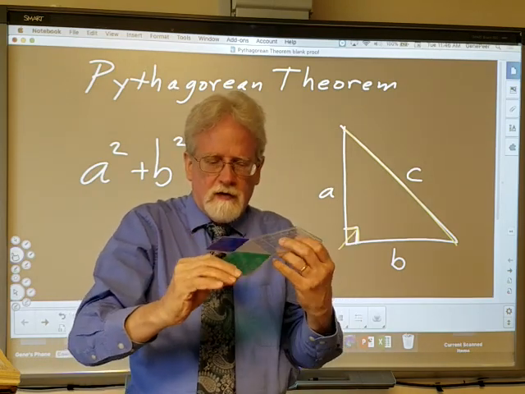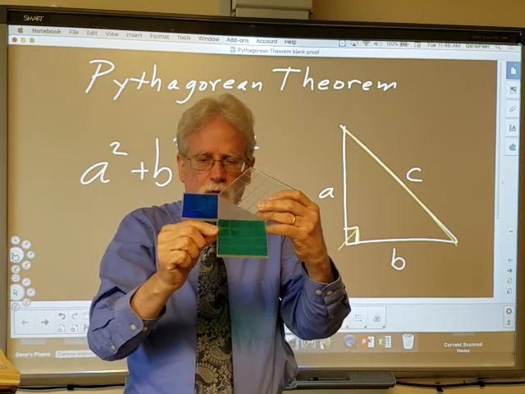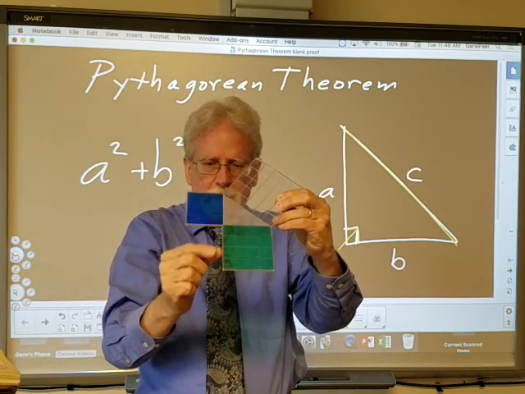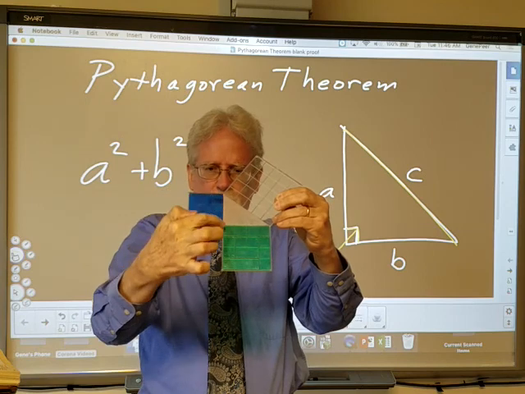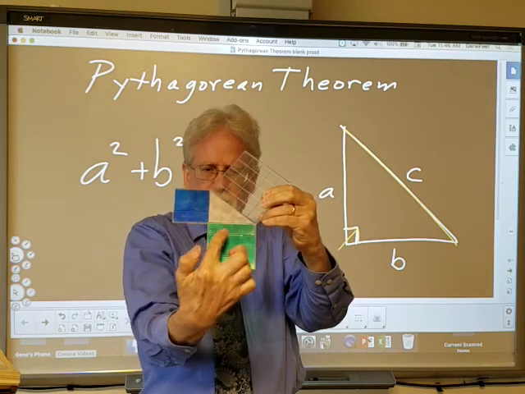Okay, let's see if I can pull this off. Maybe if I tilt it this way, it might work better. I don't know. Probably not. Okay, so this side has a length of 3 units. This side has a length of 4 units.